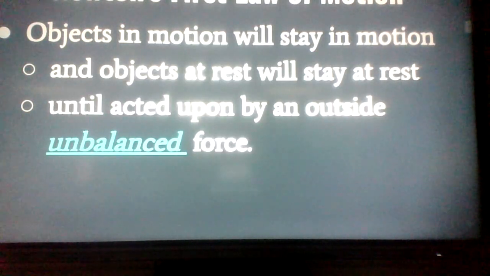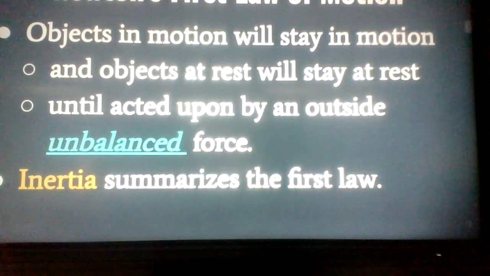Whether the object is moving or stationary, whatever the object is doing will keep happening until an unbalanced force causes a change in motion. That's the summary of the property of inertia. So we can say inertia summarizes the first law. The object at rest will stay at rest, and the object in motion will stay in motion until acted upon by a strong enough outside unbalanced force. That's Newton's first law of motion. Look at each part, and again, common sense will take over.